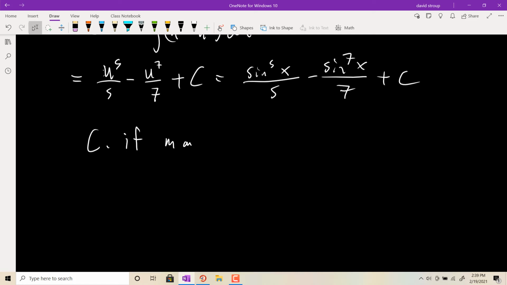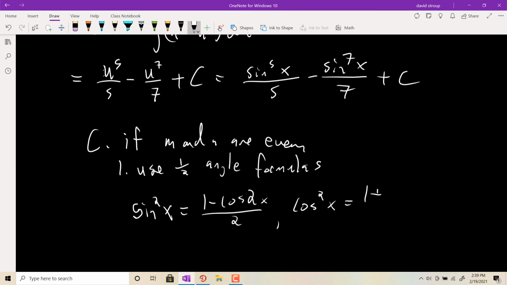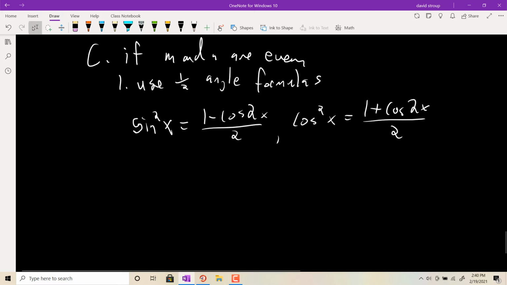If m and n are even, what you want to do is use the half-angle formulas from above. And I'll just remind you what those are. So you have two versions. You have the sine squared version, which is 1 minus cosine 2x over 2. And then you have the cosine squared version, which is 1 plus cosine 2x over 2. So let's maybe look at one of those.